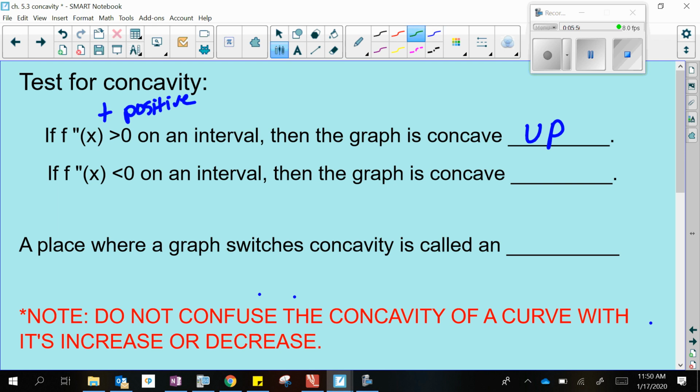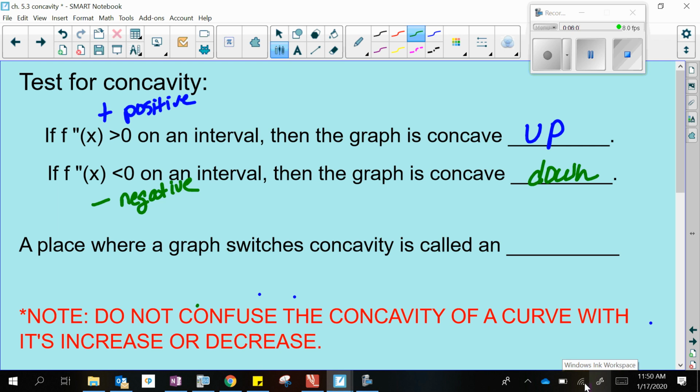If the second derivative is negative, or less than 0, on an interval, then the graph is concave down. So, sound familiar? We're just trying to find positives or negatives and using those to say whether it's up or down.